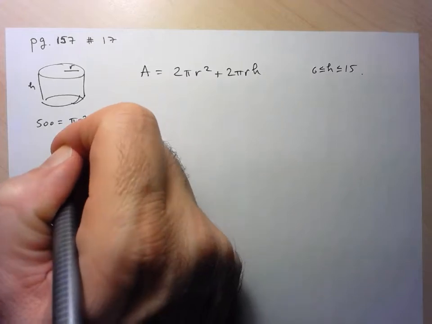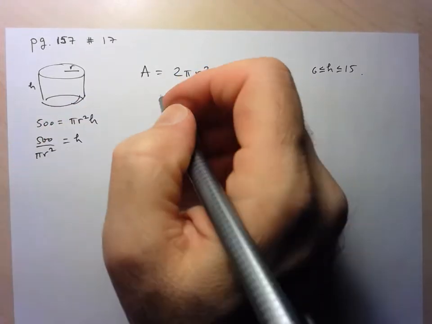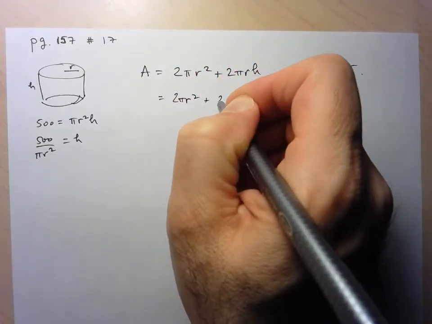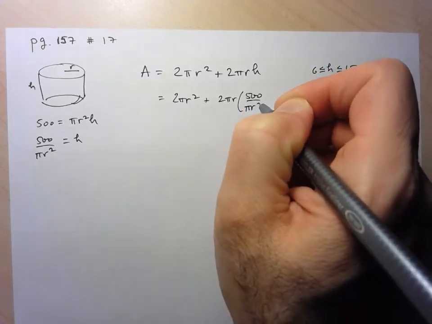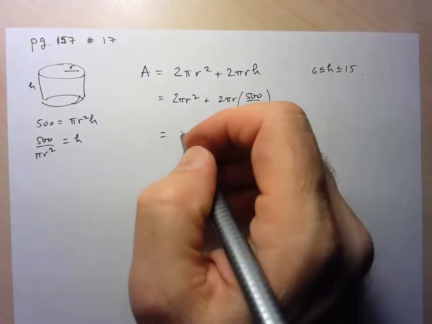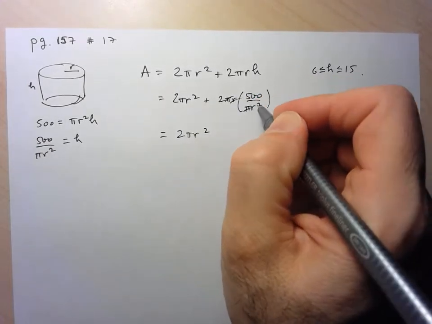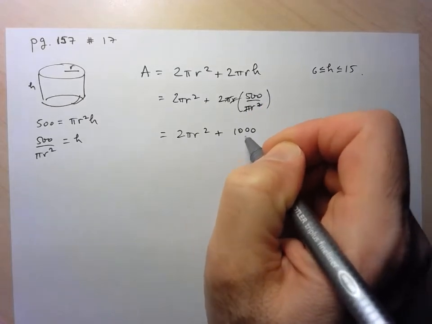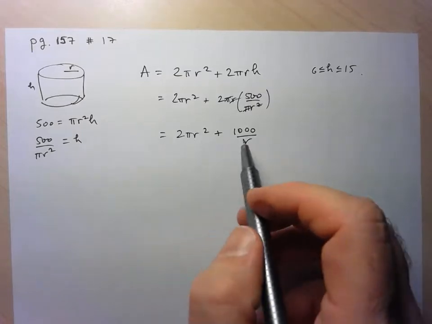So I'm still going to isolate h here, so h is 500 over pi r squared. I'm going to input that into my equation, 2 pi r squared plus 2 pi r times h, and h now is 500 over pi r squared. I end up with a fairly nice equation: 2 pi r squared, and the only thing I'm left with is plus 1,000 over r. Again, I've got a function in terms of r.